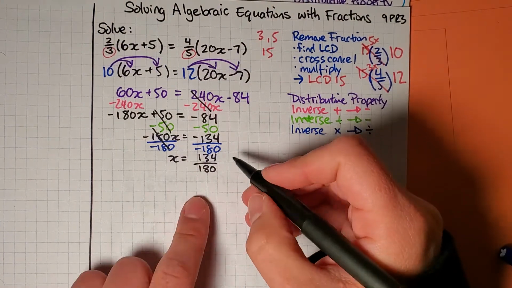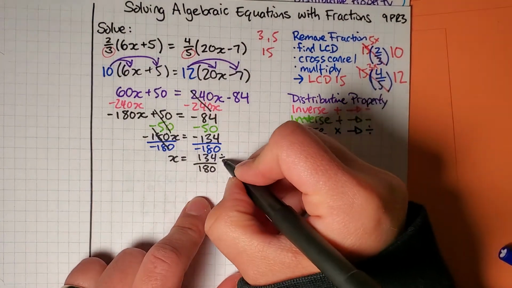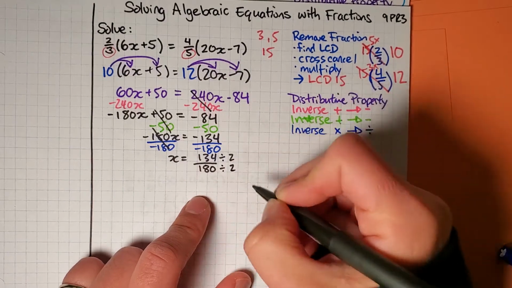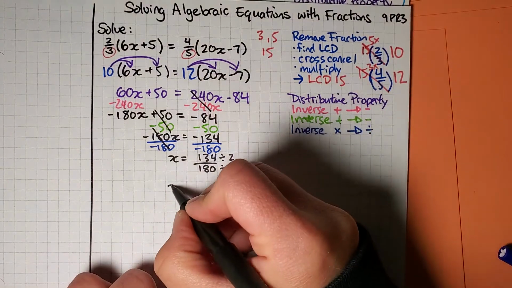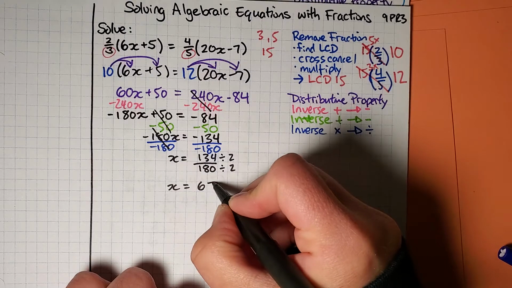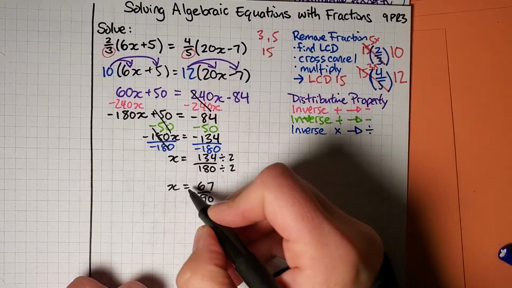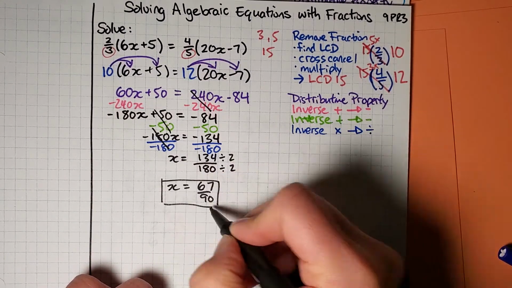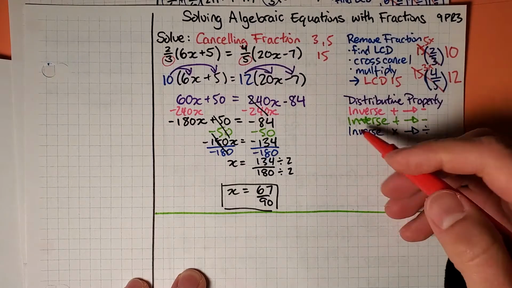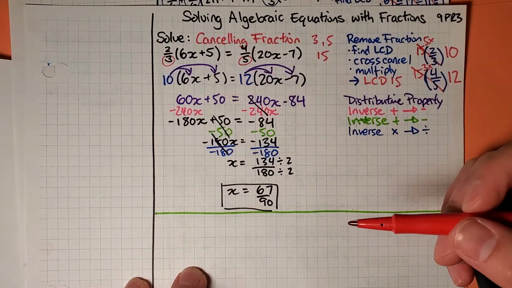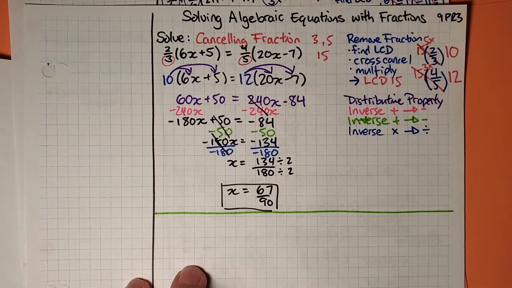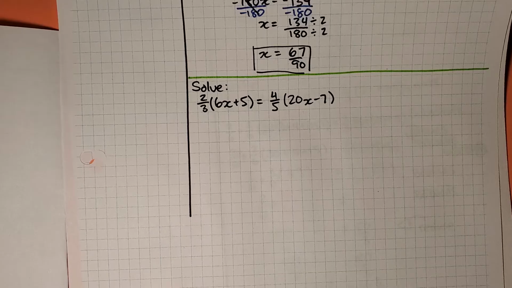Because the fraction's kind of funny, we can reduce it a little bit. We can divide the top and the bottom by 2. And so we're left with x equals 67 over 90. So this is how you solve with the canceling fraction way. Let's go on to another way.